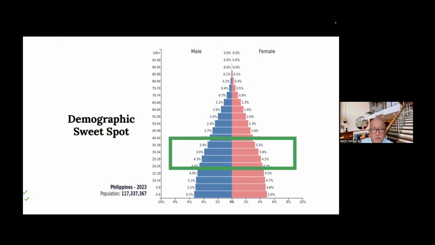And you see the young people moving into that workforce. We only have less than 3% dipping from the pension fund. So that means we have more people contributing to the economy than people dipping from the system.